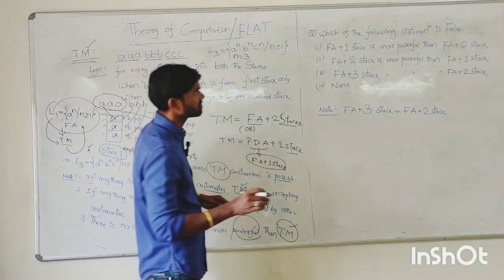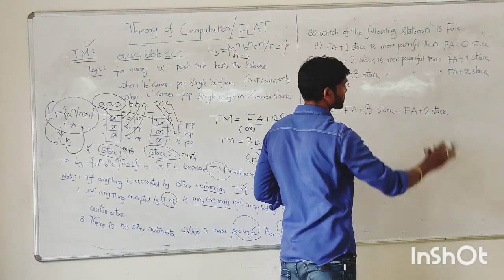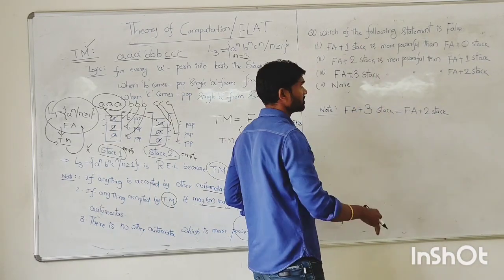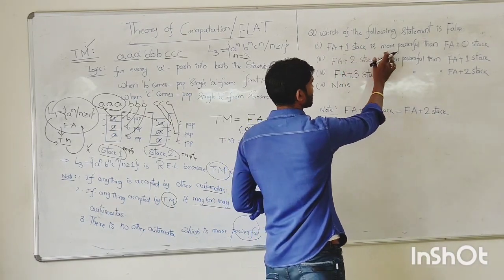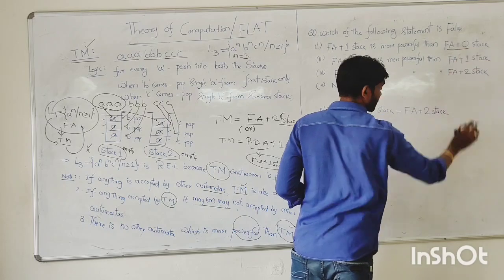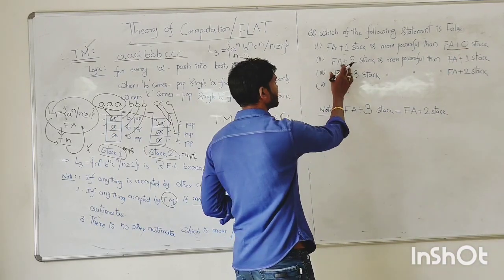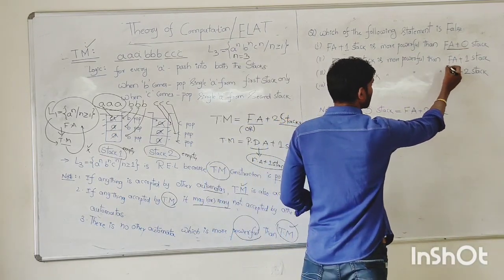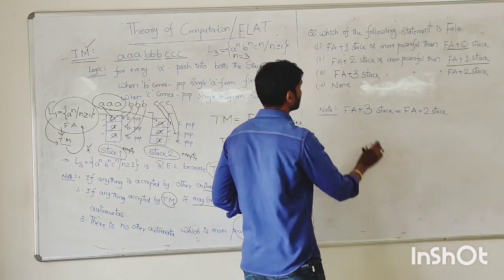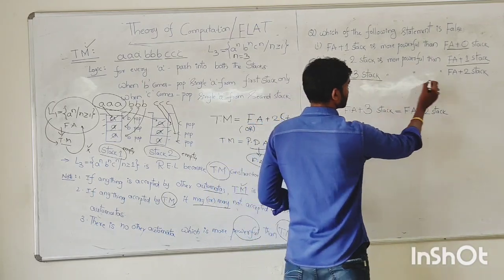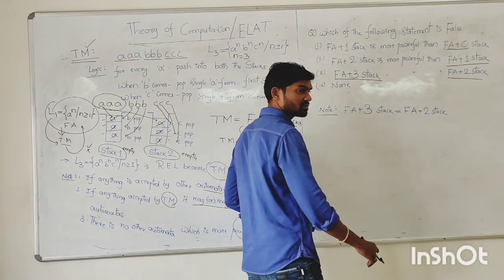Now the question is, which of the following statements is false? I gave statements. Finite automata plus one stack is more powerful than finite automata plus zero stacks. Finite automata plus two stacks is more powerful than finite automata with one stack. Finite automata with three stacks is more powerful than finite automata with two stacks.